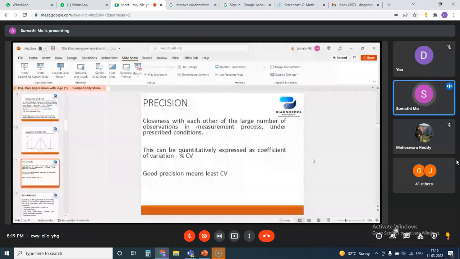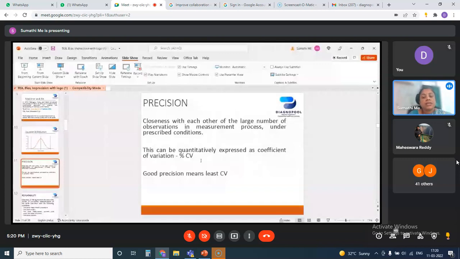So when you have a large set of data points and a prescribed condition. What do you mean by prescribed condition? Prescribed condition is nothing but the same measurement procedure and a particular environmental condition. This is quantitatively expressed as coefficient of variation. So the precision is determined by your percentage CV. The lower your percentage CV, that means you have a very good precision.